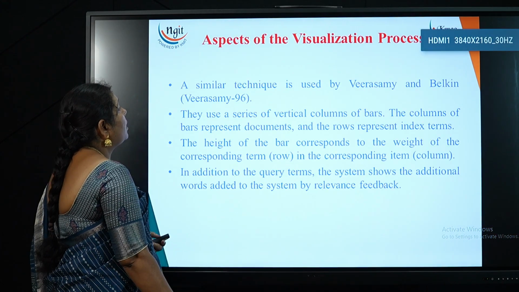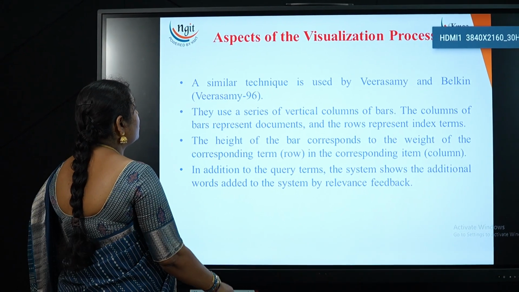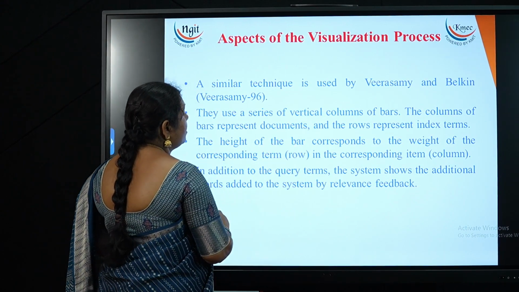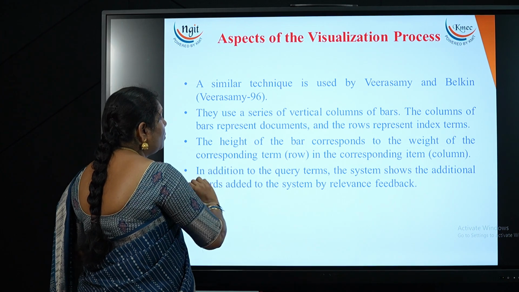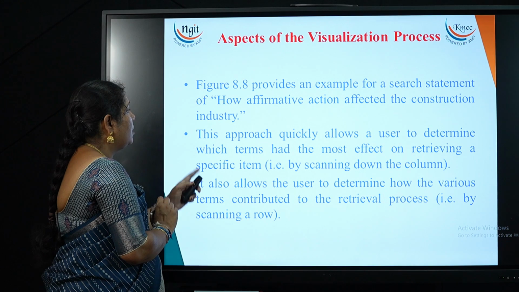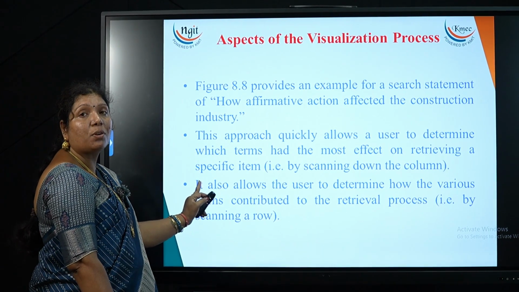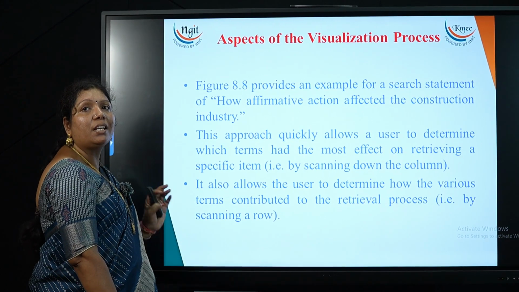A similar technique is also used by Veerasamy and Belkin. Instead of horizontal bars, they use vertical bars. The height of the bar corresponds to the corresponding row and corresponding column. So this approach always applies easily for the visualization process to be done effectively and to get the relevancy of the documents easily. Thank you.